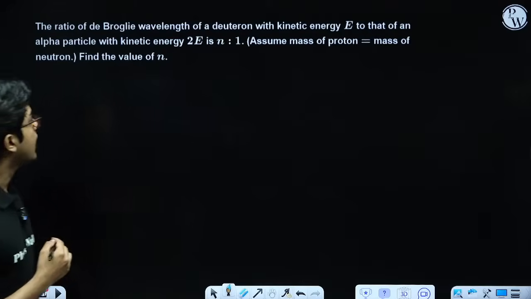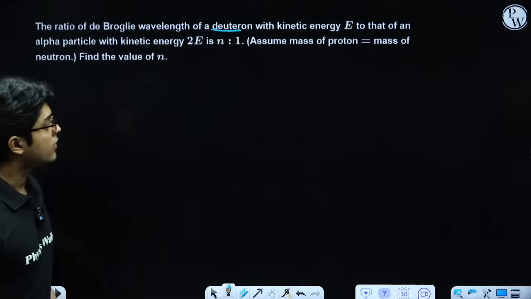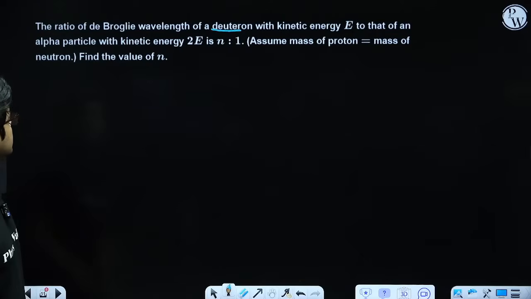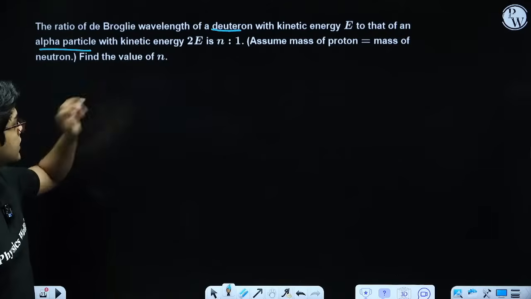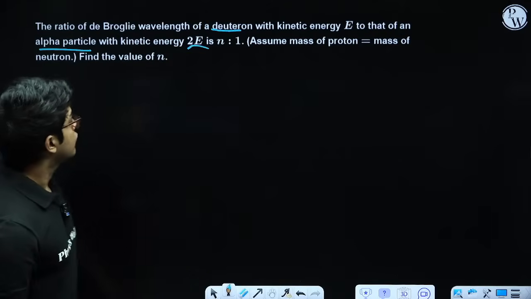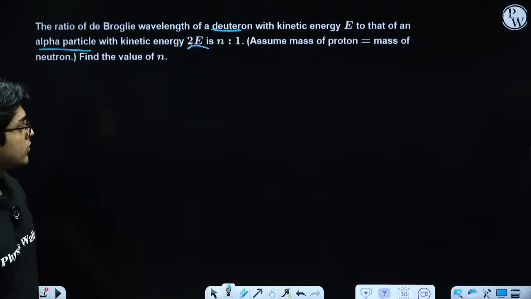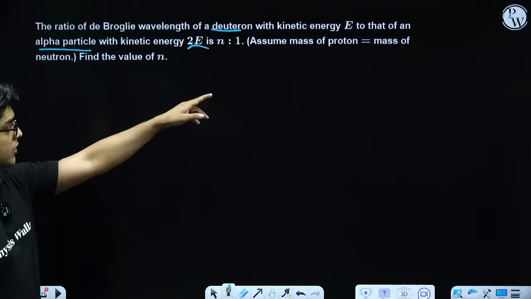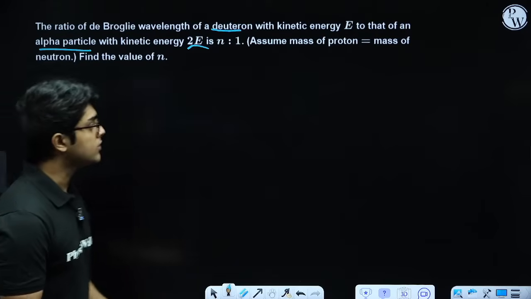Okay, so here we have the de Broglie wavelength of a deuteron, and the kinetic energy is given, and similarly the alpha particle is also given and its kinetic energy is 2e. So we have to find the ratio of their de Broglie wavelength. So that is the question, and they are given that mass of proton and neutron, that we typically just take as equal.